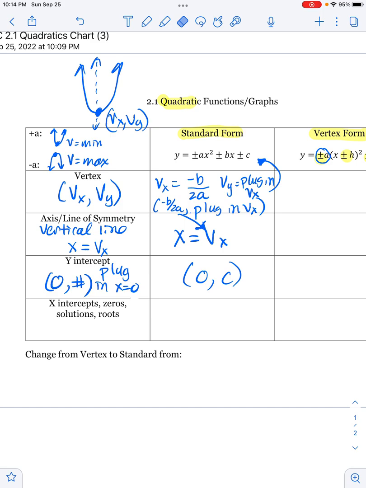X-intercepts are exactly that. Where is it going to cross the x-axis? You can only have one y-intercept, but you can have none, 1, or 2 x-intercepts in a quadratic. So let's pretend I have 2. Those are the 2 places that it crosses the x-axis. And so in this case, I need a number here and then a 0 in the second coordinate. And that's how my answer will be written.